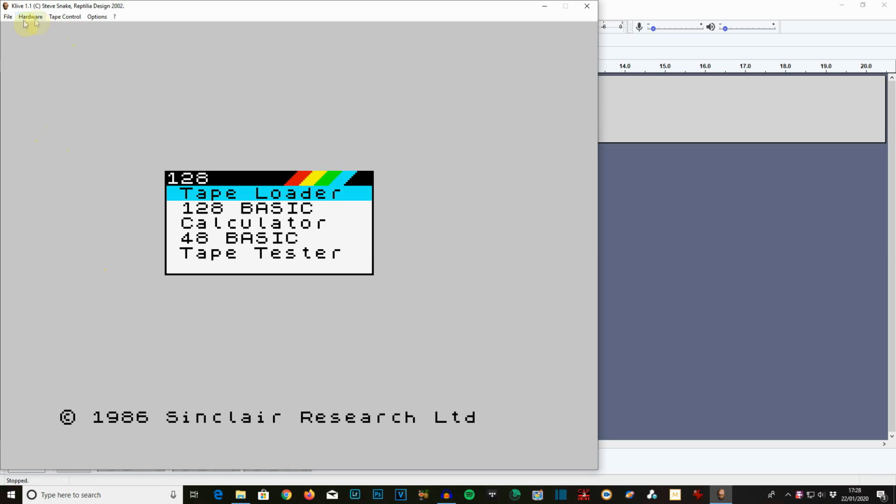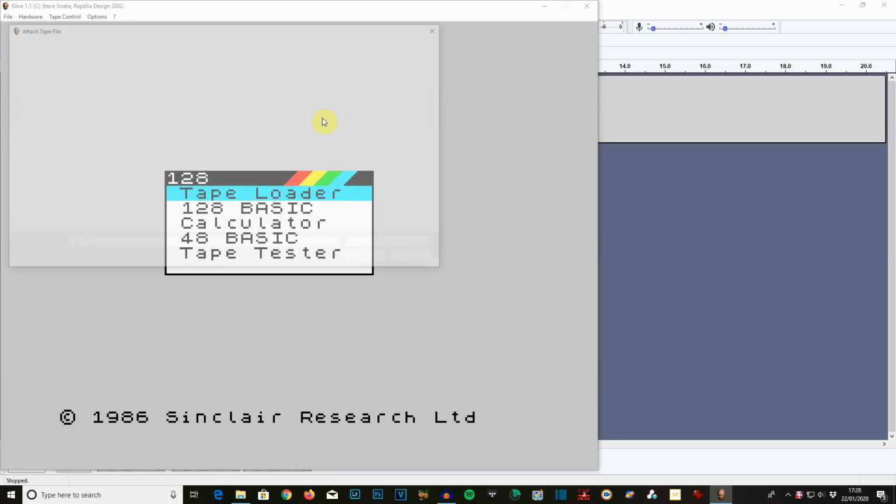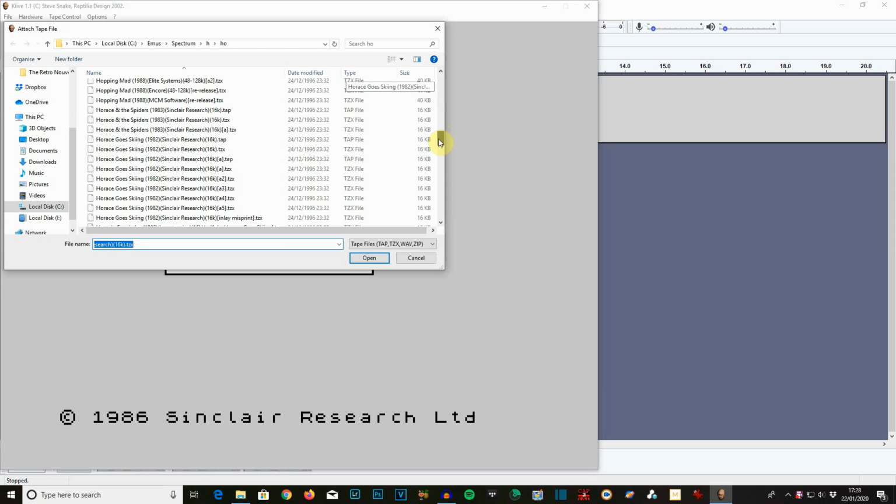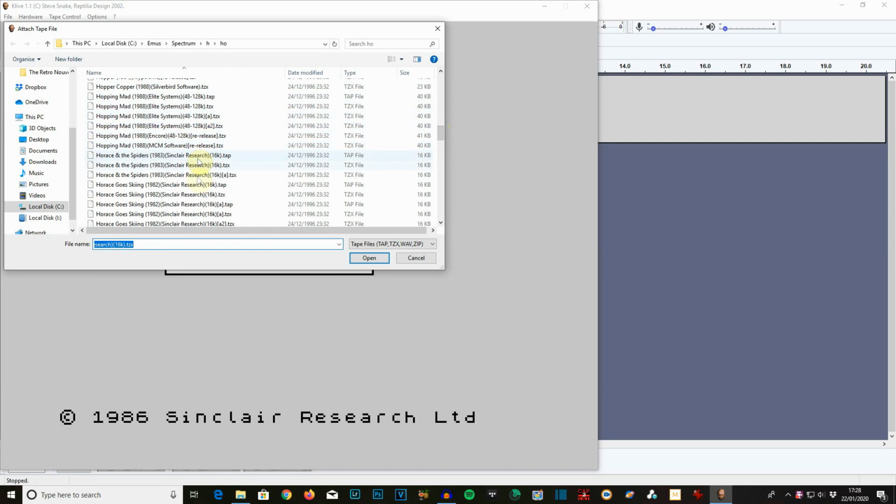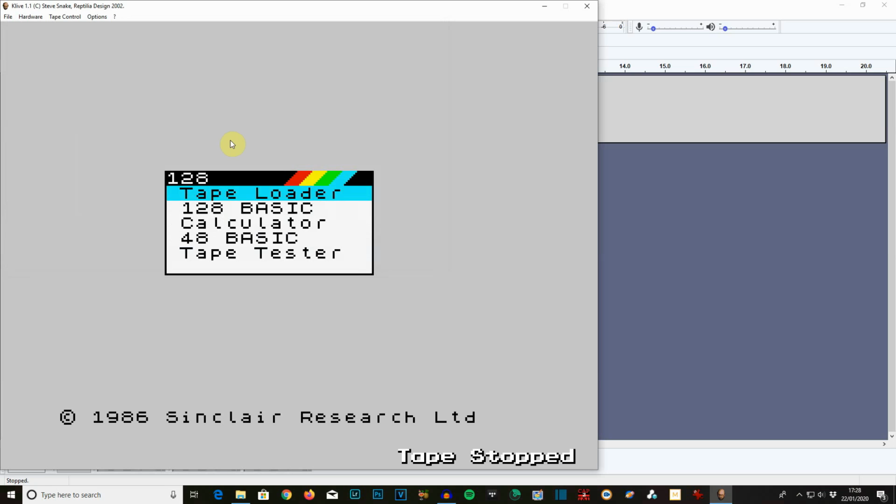But what I'm going to do is attach a tape file, and in this case one of my favourite Spectrum games. It's tiny but it's brilliant. Horace Goes Skiing. So this is now attached. What will happen next is that the emulator is going to play the tape file through, but it's also going to output the sounds. And this is good because originally these emulated games came because people put the original cassettes into cassette players, plugged them into their PCs, recorded them as sound waves, and then used a conversion tool to turn them into a tap or a TZX.